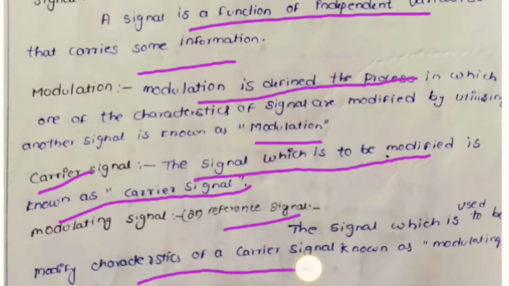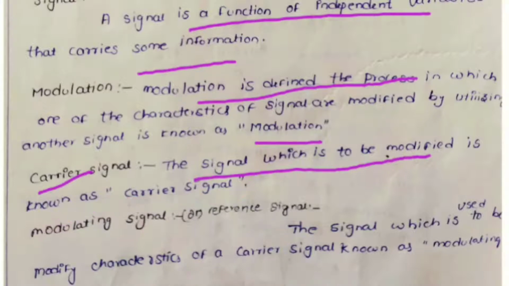The modulating signal has higher frequency that carries the information of the carrier signal. By combining these two signals, the data can be transferred. The process of combining the two signals is known as modulation. Modulation is the process by which one of the characteristics will be changed by combining the carrier signal and the modulating signal.